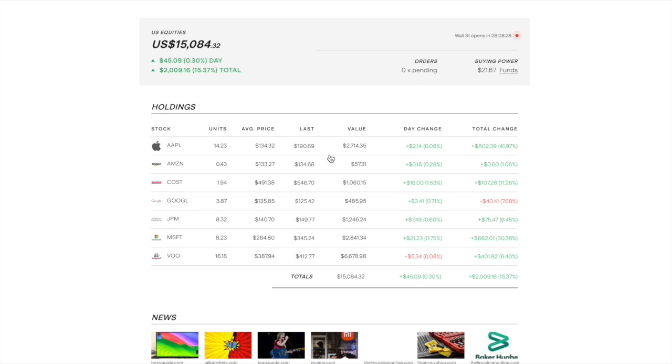Google I had before, and I've actually sold down and made my position smaller. JP Morgan is a position I've doubled, having 8.32 shares now, when I used to have 4.17. Overall, you can see my biggest investment, which was the VOO, used to be 10, is now 16 shares, and Microsoft has nearly doubled as well.